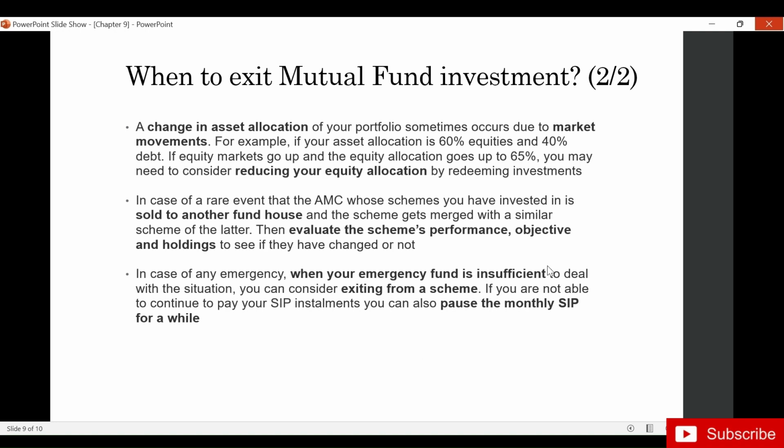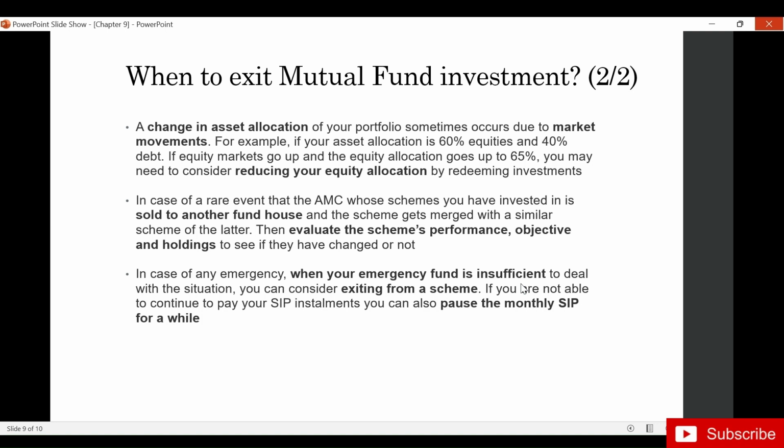Now, the next case where an investor can consider exiting the mutual fund investment is in the case of a rare event where the AMC, whose schemes you have invested in, is sold to another fund house, and the scheme gets merged with a similar scheme of the new fund house. So, in this case, you need to evaluate your new scheme's performance, objectives, and holdings to see if they have changed or not. And if you see a drastic change, then you can consider switching to a new scheme.